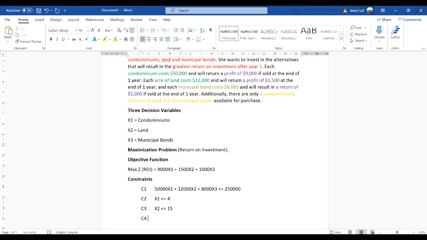C4, X3 must be less than or equal to, let's go up, 20. And that states that in this scenario, we cannot purchase more than 20 municipal bonds. So we've covered all of the key information so far.